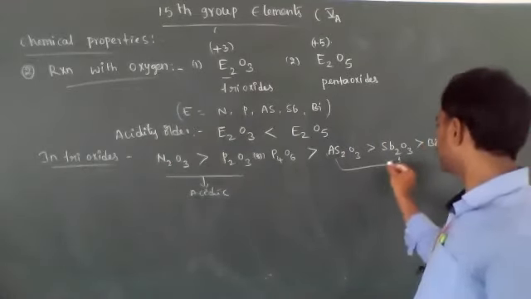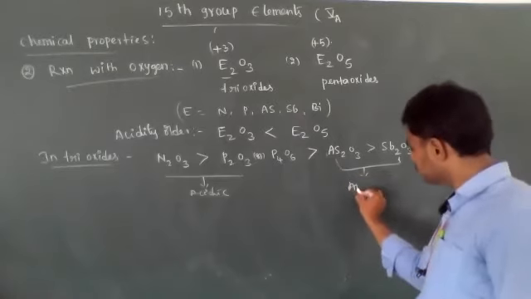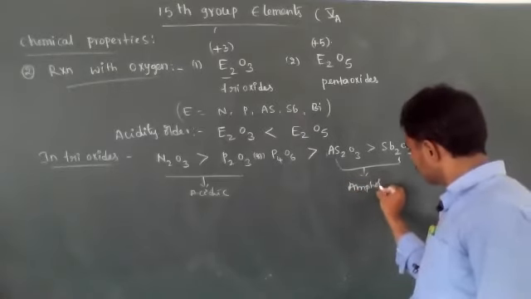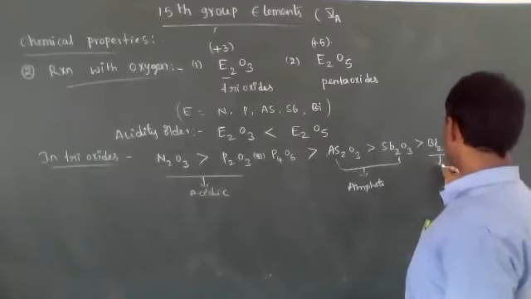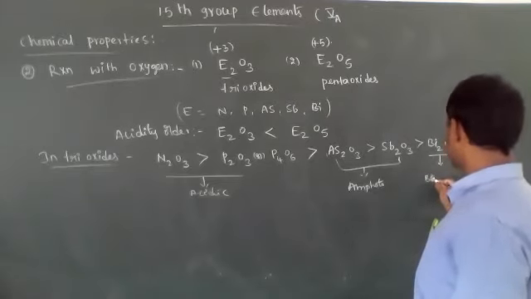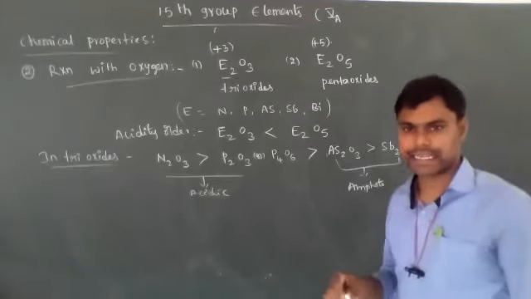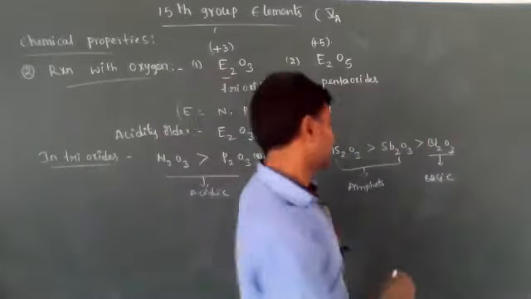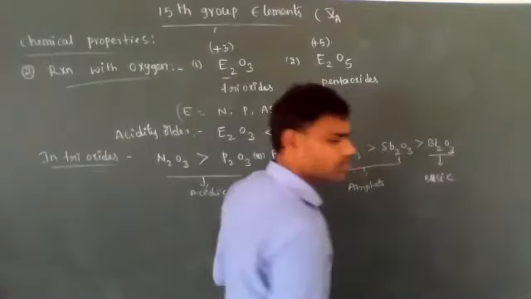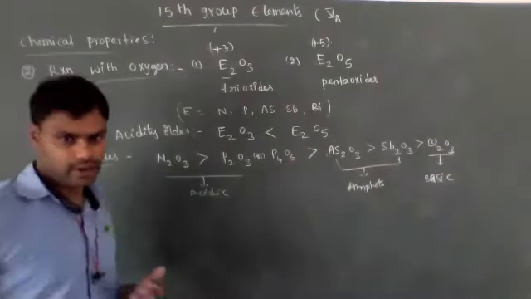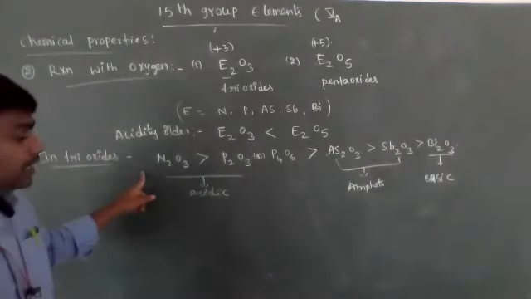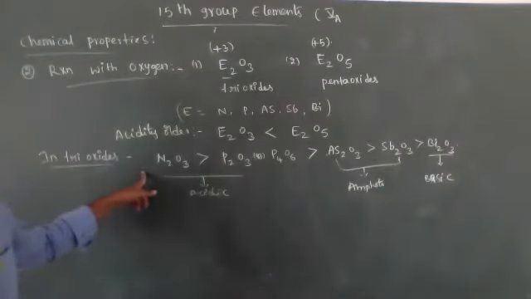Arsenic and antimony are amphoteric in nature, and bismuth trioxide has basic character. So it is very, very important. They ask this in objective examinations. This is about the trioxides' basicity order.